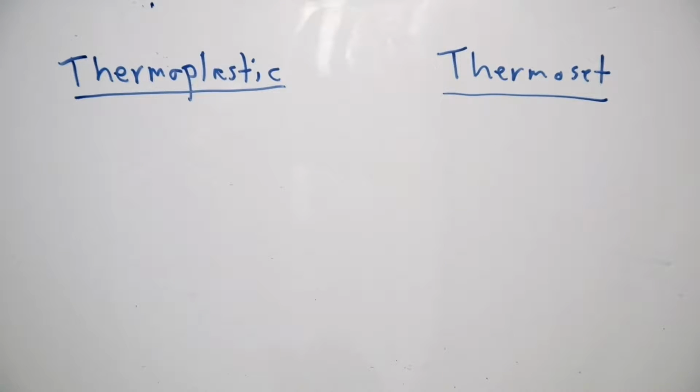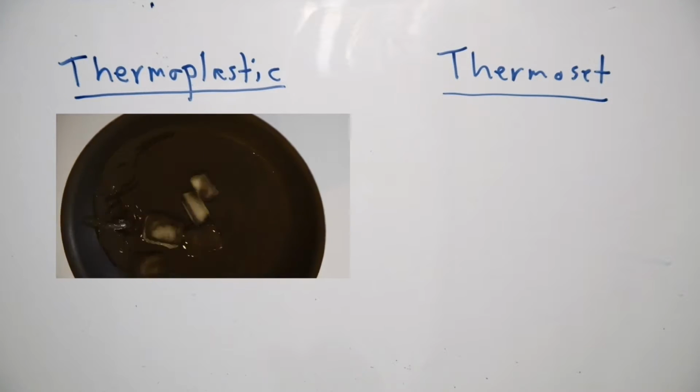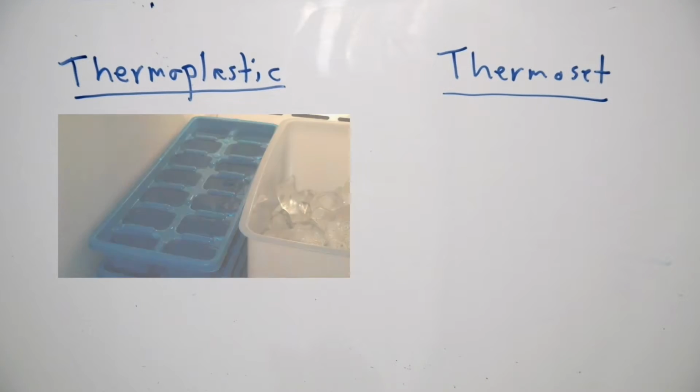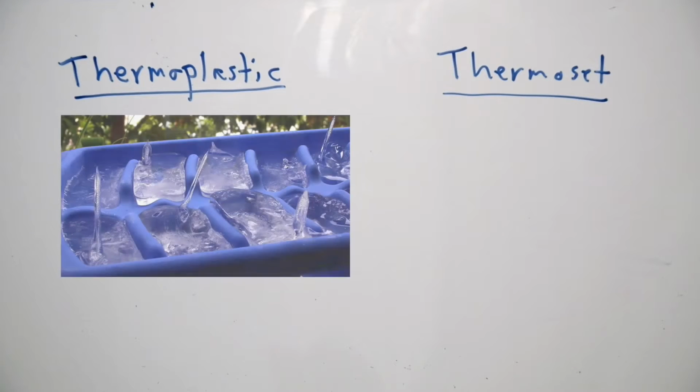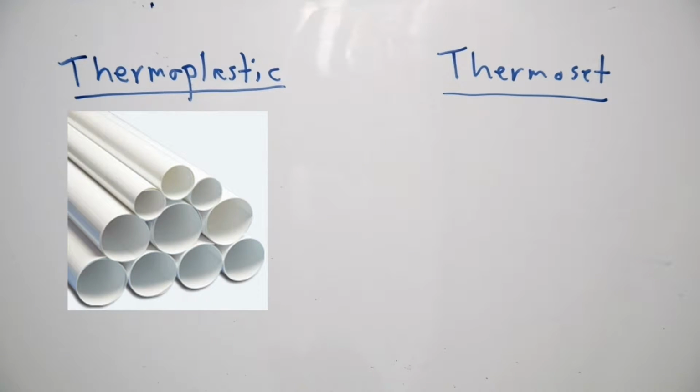A thermoplastic can be heated up and melted, then cooled down into a solid again, just like an ice cube will melt into water at room temperature, and freeze into an ice cube again when it's put into the freezer. As a result, thermoplastics tend to be highly recyclable as you can melt it and reshape it to create a new product. One example of a thermoplastic polymer would be PVC pipe.